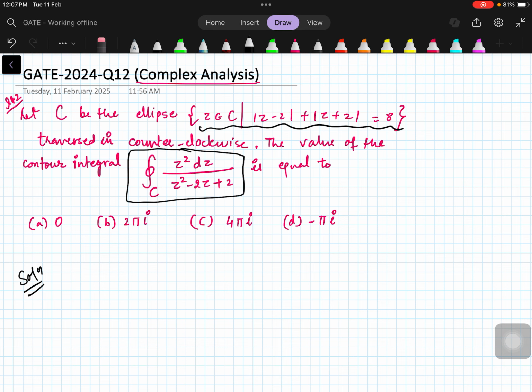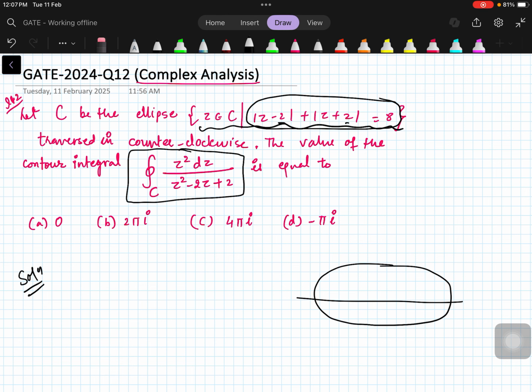So basically when you are given an ellipse, you should understand what they are talking about. When the equation of the ellipse is given in this form, it means that 2 and minus 2 are the foci points, right? Because for any point on the ellipse, the sum of the distances from the two foci is a constant, right? That is the property of the ellipse, that is how we make an ellipse. So you have |z minus 2| plus |z plus 2| is equal to 8. Okay, fine.